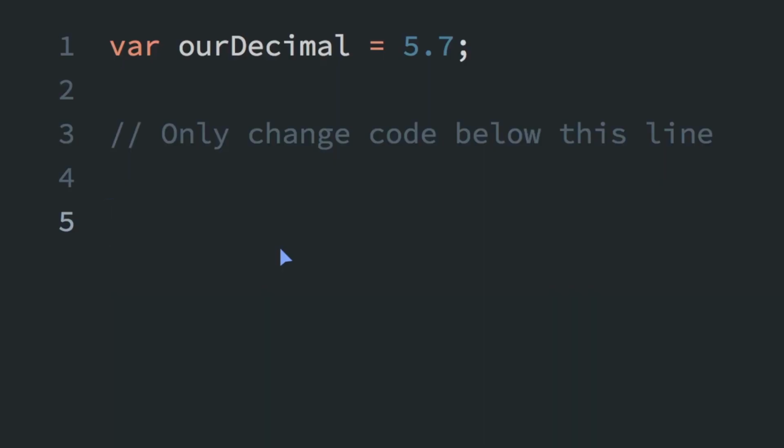We can also create decimal numbers with JavaScript. These are sometimes referred to as floating point numbers or floats. You can see this one here, 5.7. It can be anything. I'm going to make one called my decimal, and then I'm going to store it as 0.009. Anything that has a decimal point in it is a decimal point number.